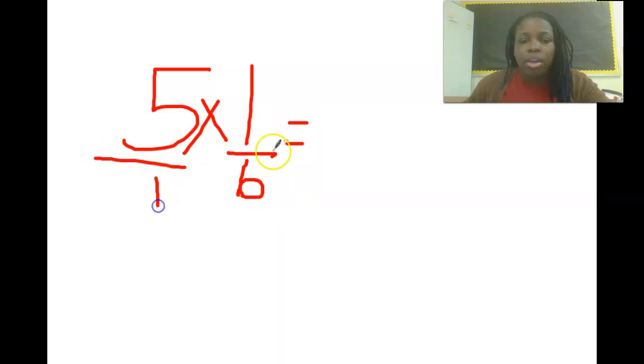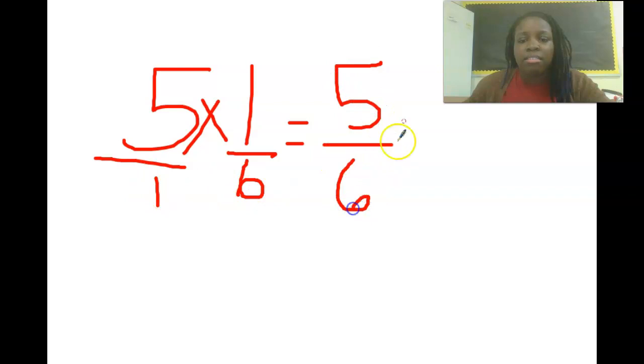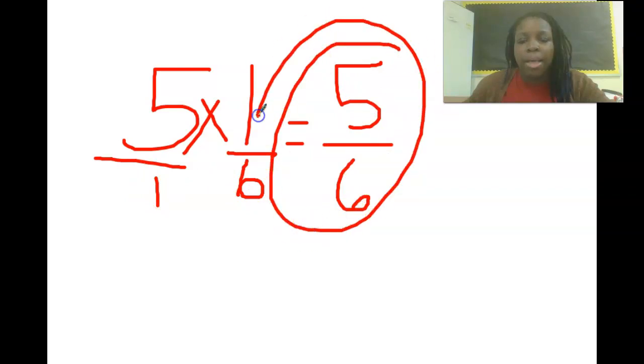All right, let's do one. Let's multiply 5 times 1/6. What will I put underneath there? Good, a 1, and then let's multiply across. So what is 5 times 1? Good, 5, and what's 1 times 6? 6. So 5/6 is my answer.